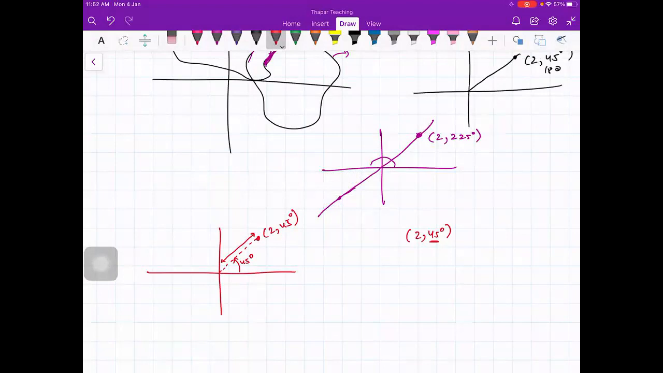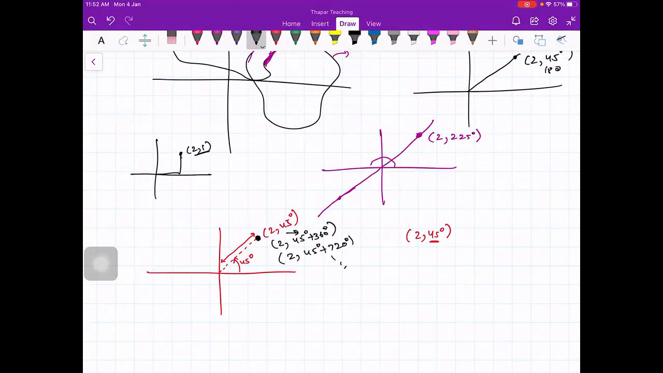Yes, ma'am. Okay. But this is not the only name for this point. In case of Cartesian coordinates, if this point is 2, 1, there is no other name for this point. But in case of polar coordinates, the same point also has a name 2, 45 degree plus 360 degree. It also has a name 2, 45 degree plus 720 degree. It has infinite names. Is that okay?